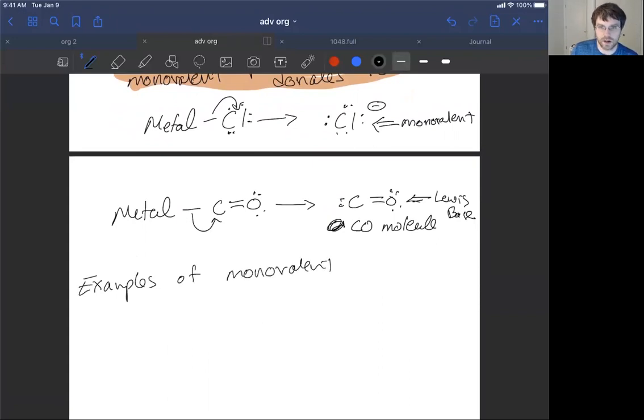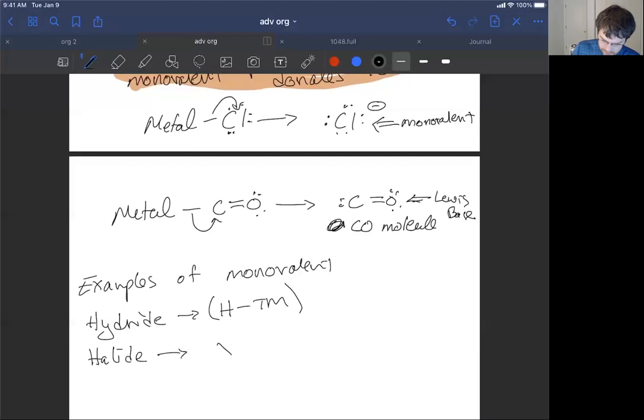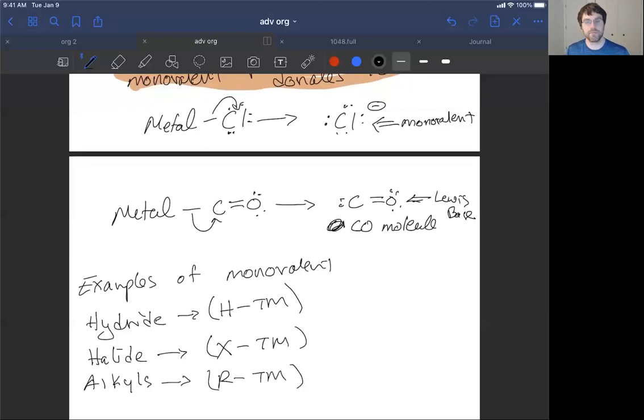Okay, it turns out that there are a ton of examples of these. There are hydrides, or just H, so if H is bound to my transition metal. Halides, which is like the chlorine example, if we have X, which could be anything, bonded to the transition metal. We could have alkyls. This is just any R group that's bonded to the transition metal, where we have just 1 carbon bound.